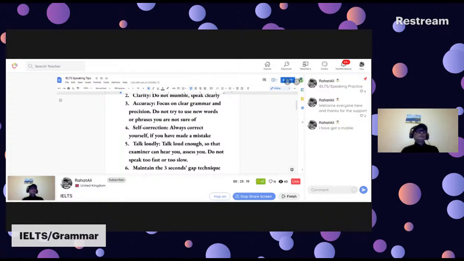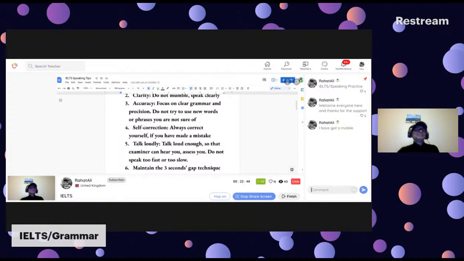Let me give you an example. The topic is global warming. Now you have to start speaking. Global warming is a natural phenomena. 1, 2, 3 seconds gone. Then you think, oh, and it happens in almost every country. You see, 4 seconds gone. You have given a gap. So do not give a gap of more than 3 seconds. Do not pause for more than 3 seconds. This is called the 3 seconds gap technique.